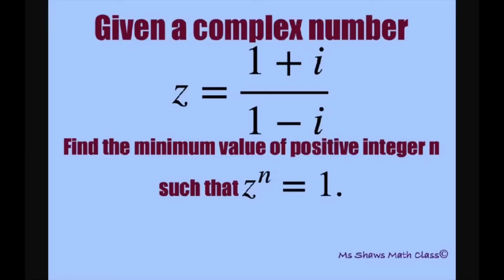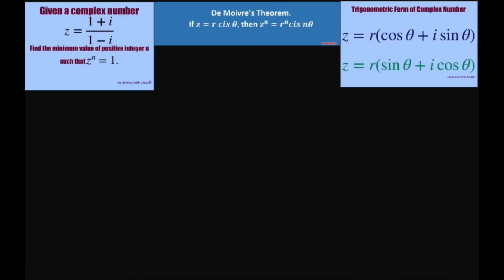Given a complex number c equals (1 plus i) divided by (1 minus i), we're going to find the minimum value of a positive integer n such that c to the power of n equals 1. Okay, so basically what we want to first do is simplify our c.